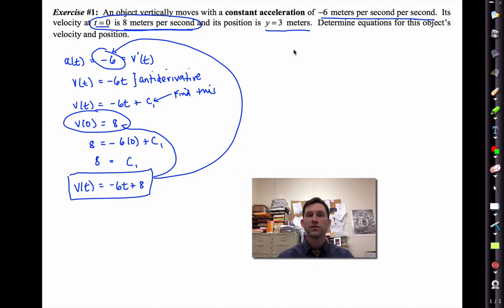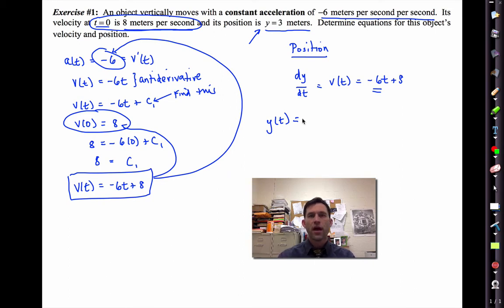All right, let's find the position formula. We'll do it up here. Now, in this case, we're modeling the vertical position, y. So what do we know? Well, we know dy/dt, or y prime, either way, is equal to the velocity, which is negative 6t plus 8. So we're going to find the antiderivative of velocity to give us position. Now think about this. What would we have to have a derivative of negative 6t? Pause the video if you need to.